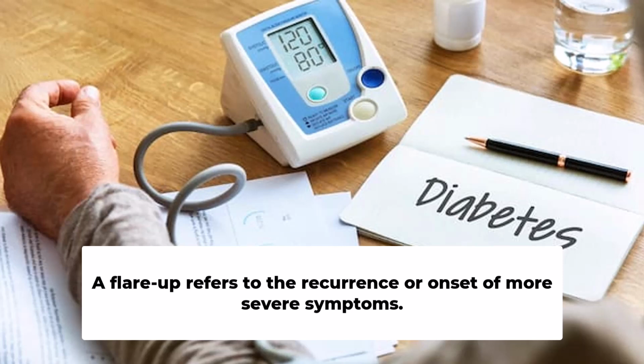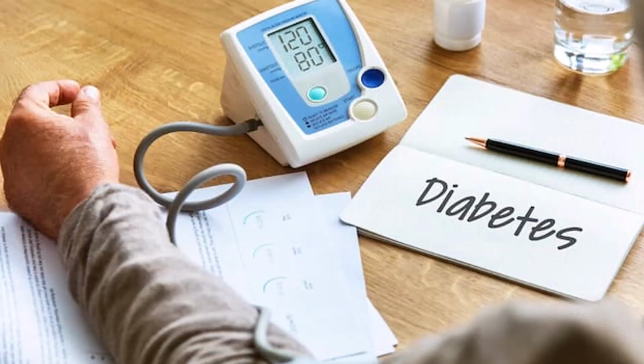4. Flare-up. A flare-up refers to the recurrence or onset of more severe symptoms. It often occurs as an acute exacerbation of an already existing chronic disease or a previously dormant disease becoming symptomatic under certain circumstances. Flare-ups may require additional medical attention or changes in treatment.